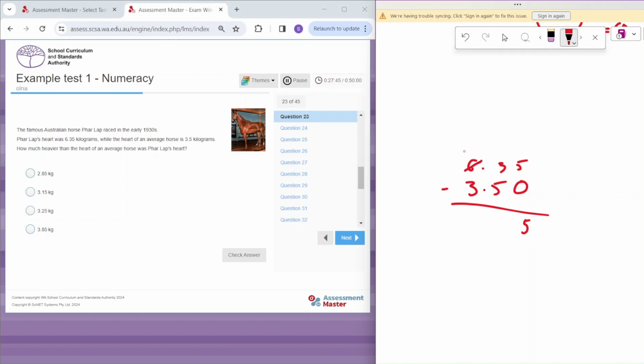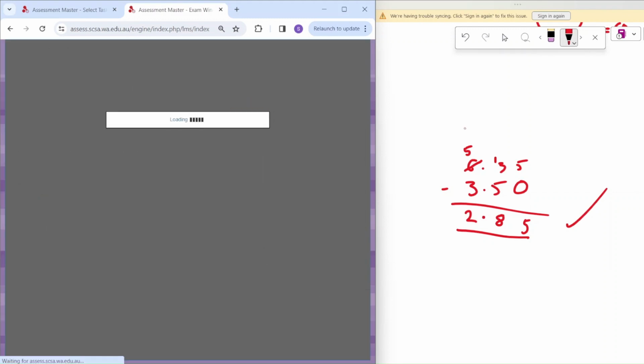Remember when we borrow, we cross, change that to 1 less, so 5. And we add a 1 here to make it 13. So 13 take 5 is 8, that's right. Keep your decimal in line. 5 take away 3 is 2. So we found the answer to be 2.85, and we've got that here. So click, check, fantastic. Next.